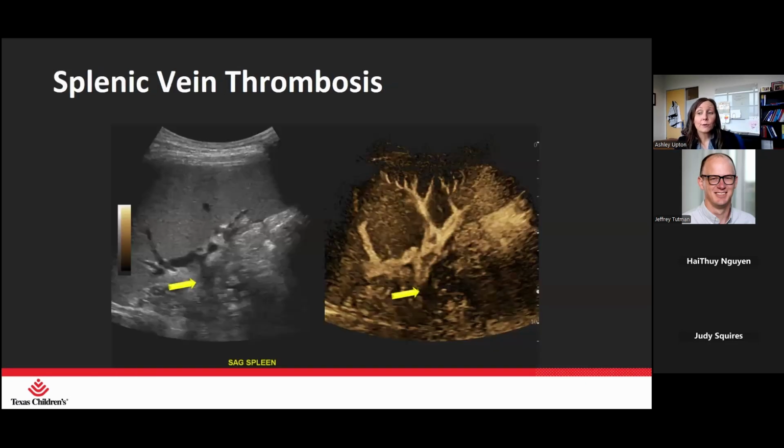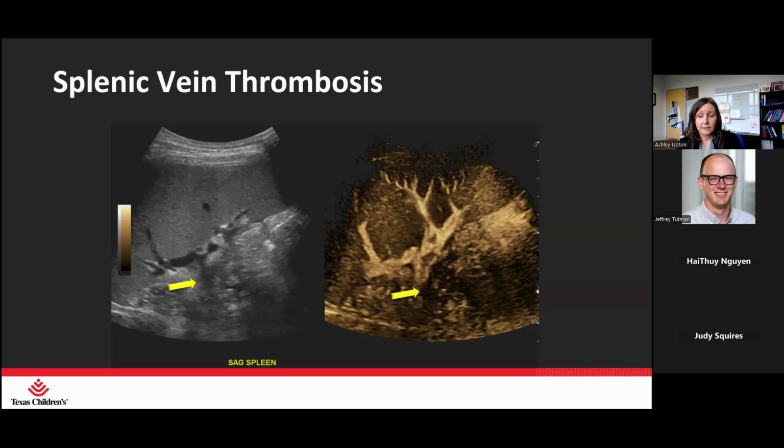Now, splenic vein thrombosis can also be a reason to have prehepatic portal hypertension. And this is a patient that had pancreatitis and ended up with splenic vein thrombosis. Now, keep in mind that splenic vein thrombosis can be a complication of pancreatitis, and it's always important to assess in these patients. And this is a sagittal view of the splenic vein at the hilum of the spleen.